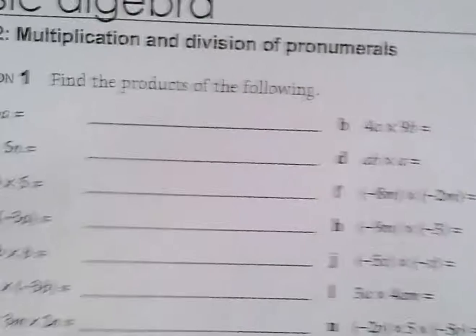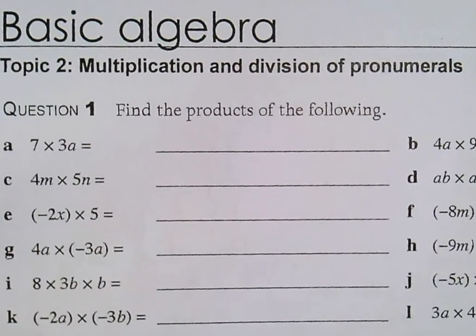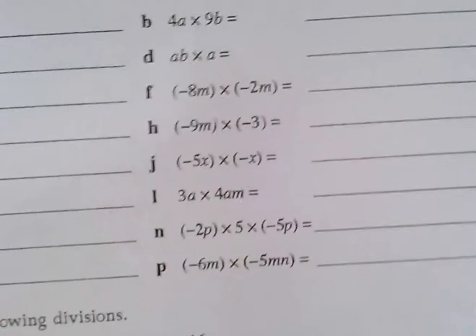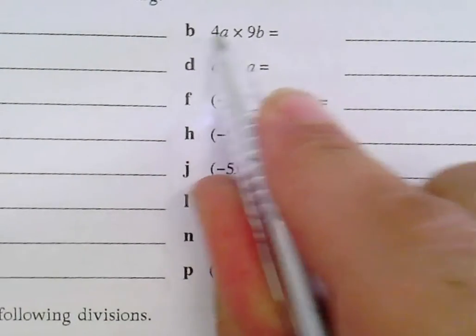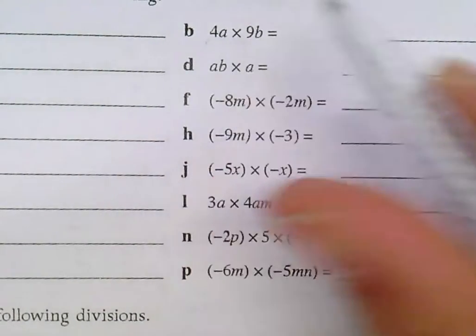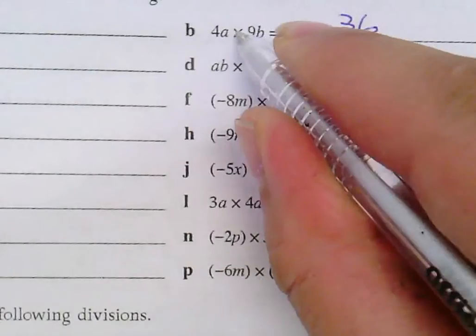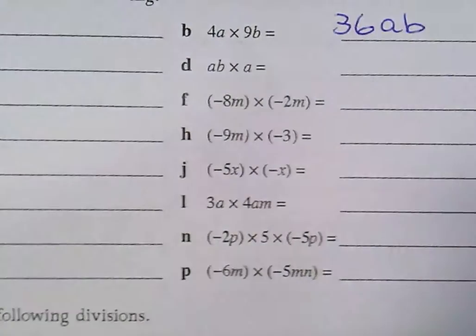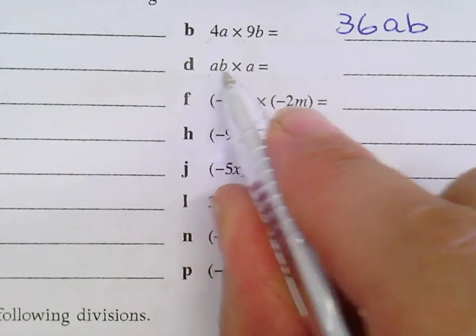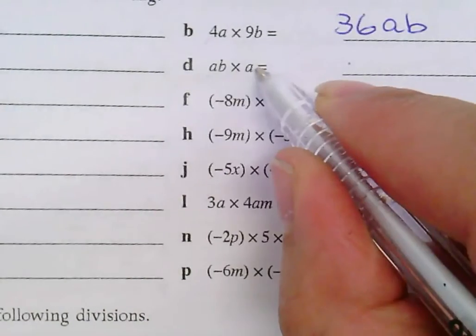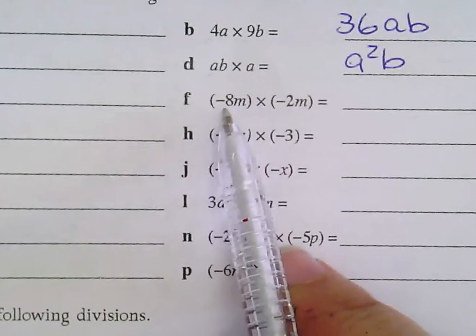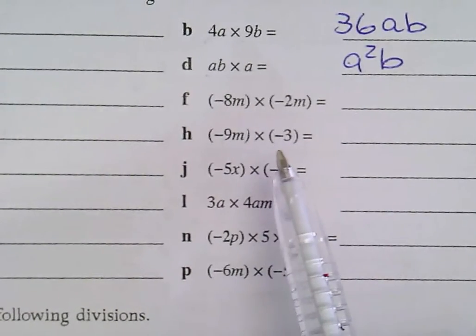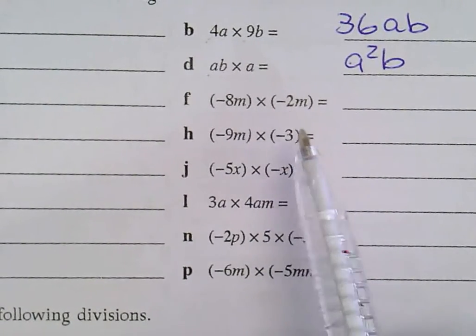Right, next sheet is basic algebra, topic 2, multiplication and division. Now, multiplying and dividing is actually much easier than adding. Well, multiplying is easier. So you just multiply your numbers. 4 times 9 is 36, and you just throw on your AB. Now, this is AB times A. What's A times A? See? A squared B. Good. Now, you do your numbers first and then your pronumerals in alphabetical order.